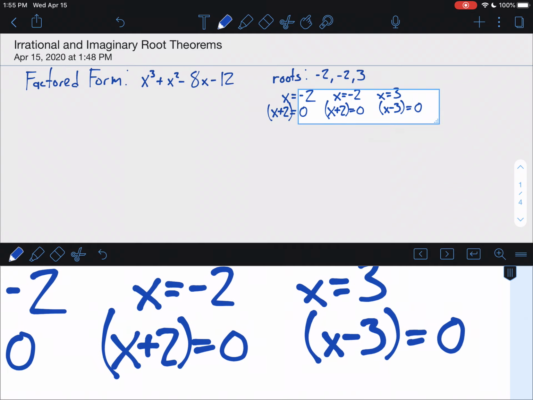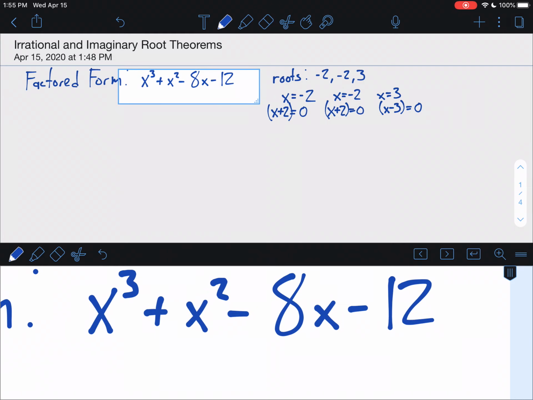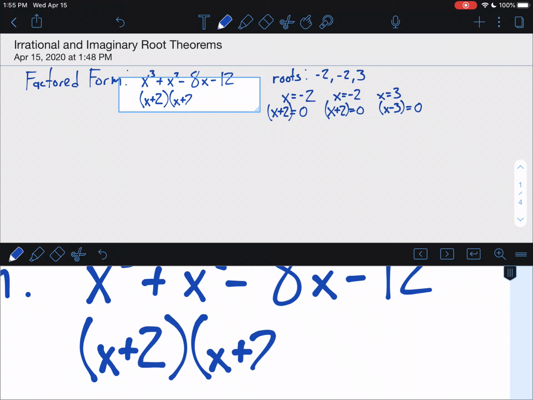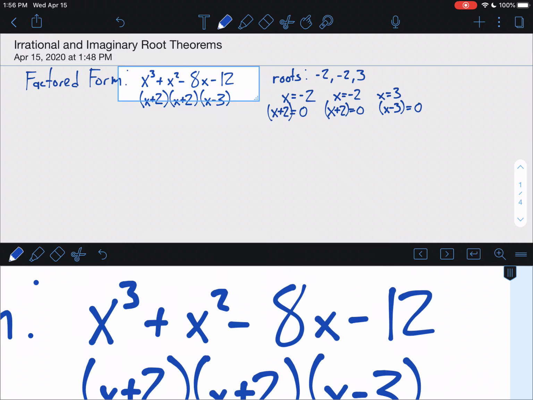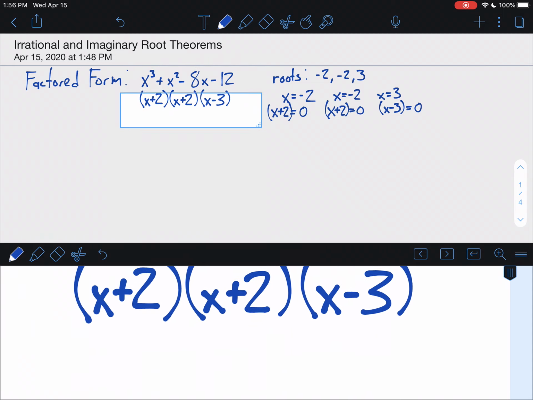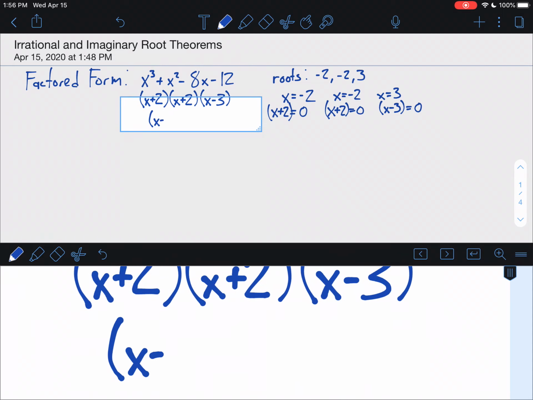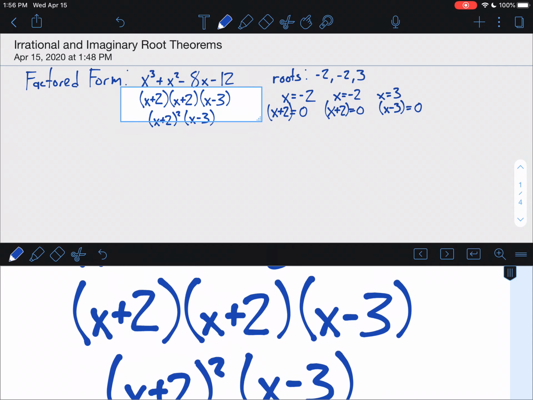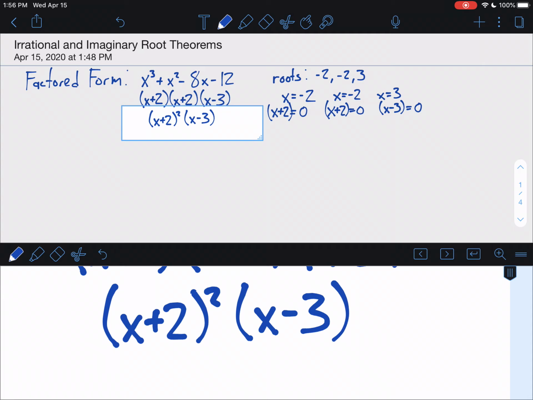Which means, since I have x plus 2, x plus 2, x minus 3, the factored form of x to the third plus x squared minus 8x minus 12 is x plus 2 times x plus 2 times x minus 3. And if I multiply these three together, I'll get back to this up here. And another way to write this would be x plus 2 squared, since there's two of them, x minus 3. So either of these are factored form of the polynomial.